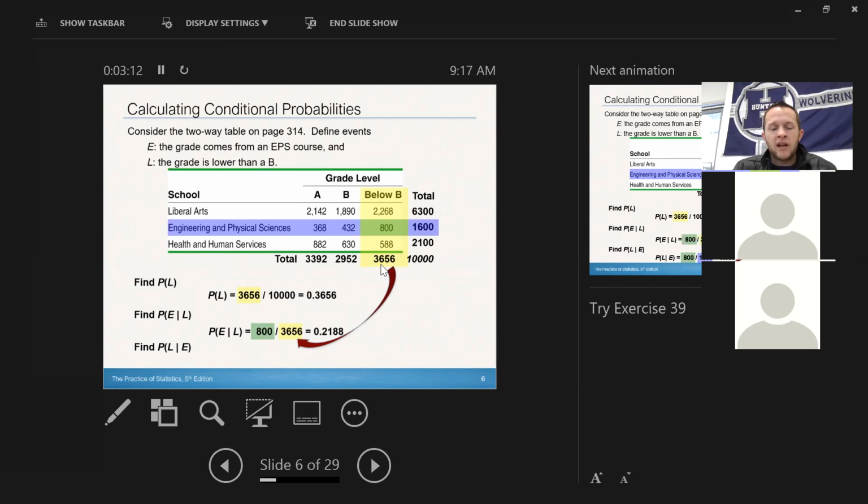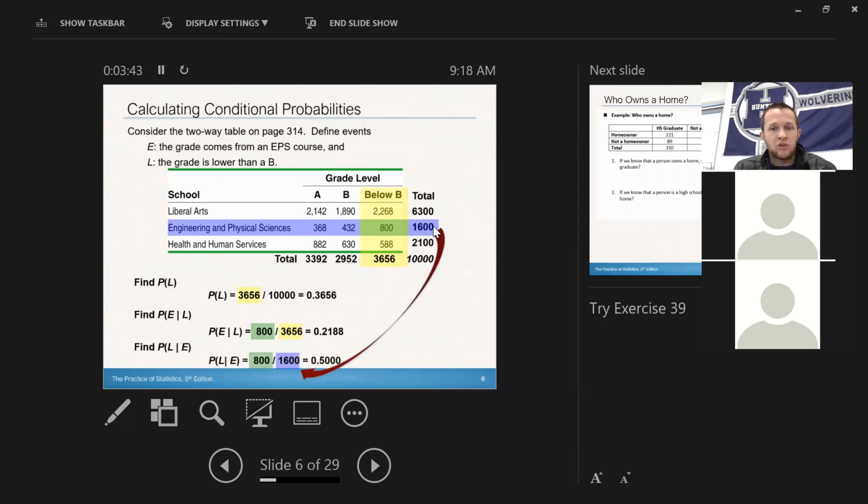All right, so kind of like with the Titanic example, we're limiting our focus to just one row or one column. Now, is the probability of E given L the same as probability of L given E? It's not. E given L was we are focusing on the lower than a B, and we just looked at what's the probability it's from EPS. Now we're saying what's the probability it's lower than a B given it's from EPS. So we're going to highlight the EPS here and look at its total, which was 1,600. And then how many below B were there, and that was 800 out of 1,600, so about 50%.